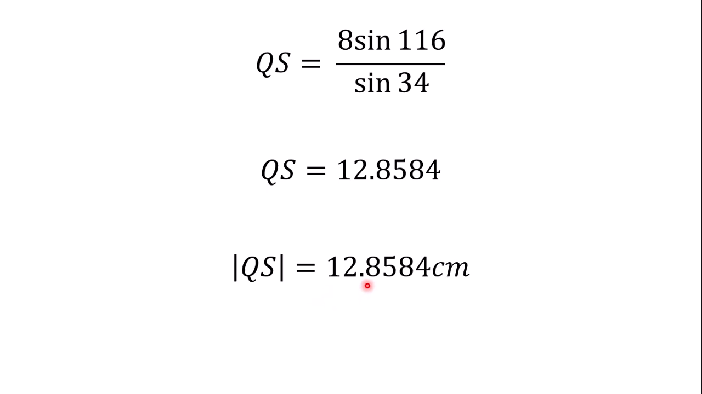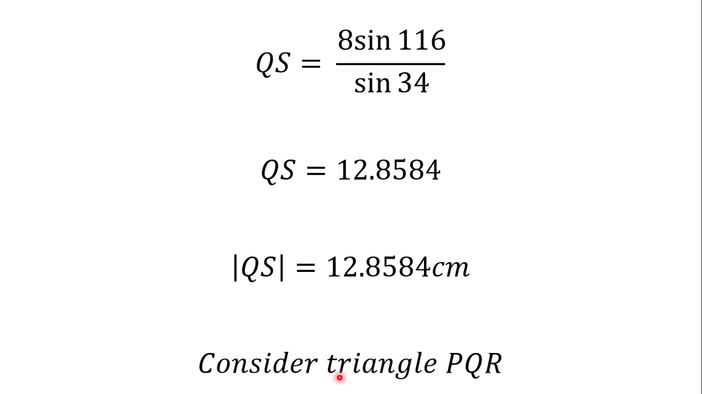So the length of line QX is equal to 12.8584 centimeters. Now that we've gotten to know the length of QX, let's proceed to calculate the length of QR. Now, before we can do that, we need to consider another triangle, which is PQR. So consider triangle PQR. Let's draw a triangle.